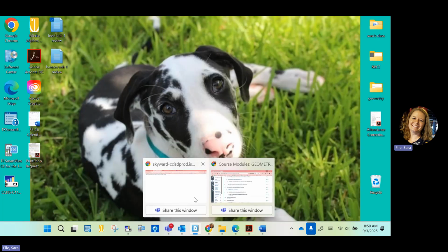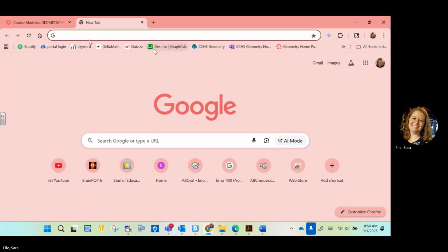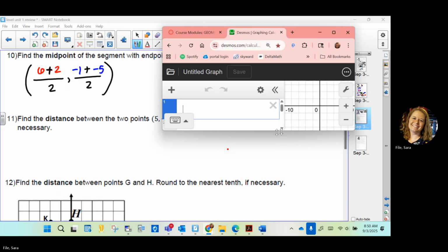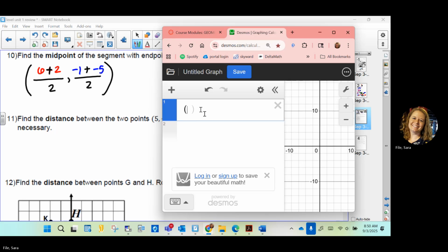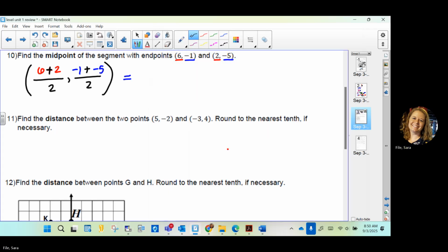Let me show you. So if I type this in, 6 plus 2 over 2, and I put a comma and another fraction, and I do -1 plus -5 over 2. Look, it tells me what it is. (4, -3). That's it. I'm done. I didn't even have to calculate anything. Desmos did it for me.